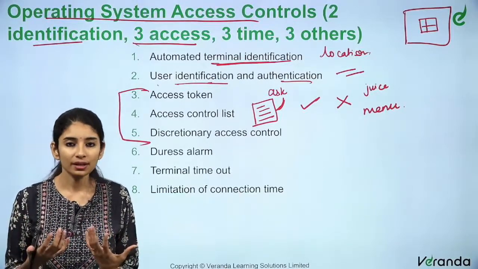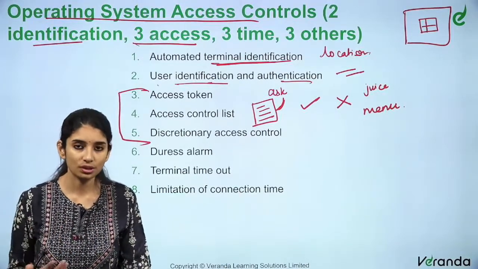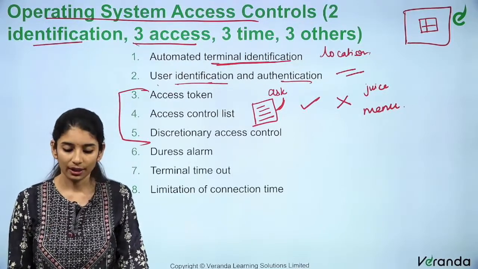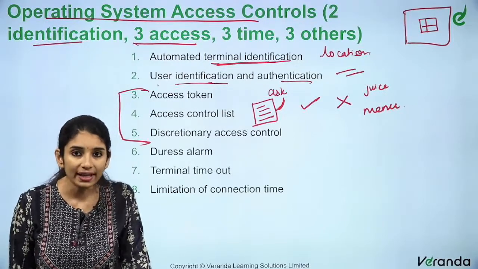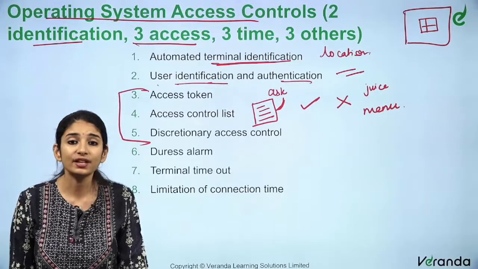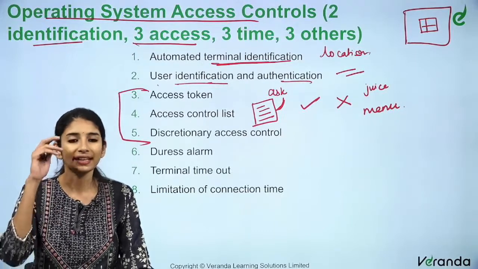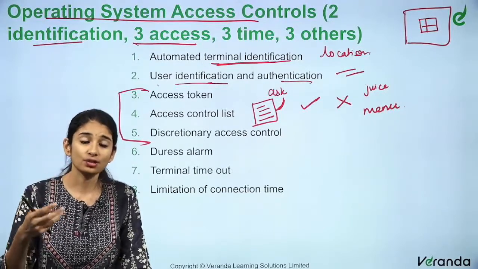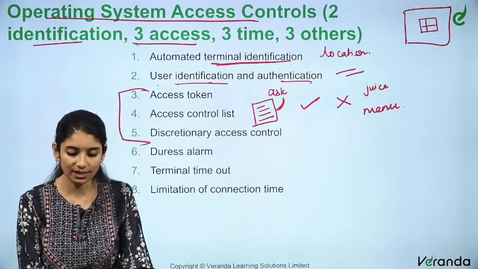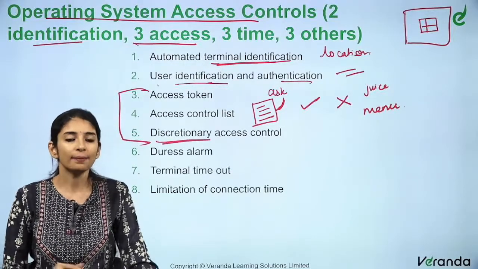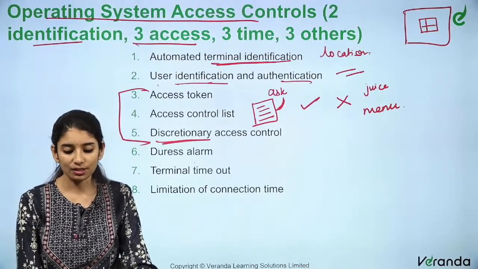If it's not available, if it's not a juice place and juice is not available, then they cannot give it to me. Clear? Access token, access control list. Then I have discretionary access control, which means I can decide who I want to give access to and what additional access I want to give. Discretionary, based upon decision, the management can decide who to give access to.